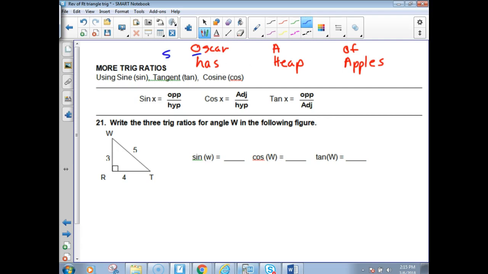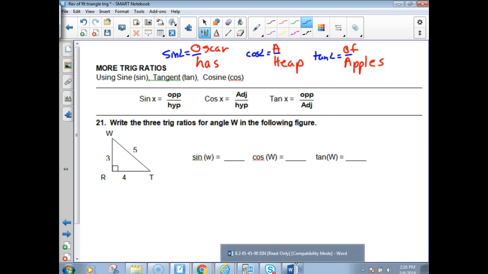Oscar has, that's on your calculator, it's the first one: sine of an angle. Cosine of an angle, second one on your calc, is adjacent over hypotenuse, a heap, and tangent of an angle is opposite over adjacent. So if you like that one, you can use it. If you like SOHCAHTOA, keep spelling SOHCAHTOA correctly.